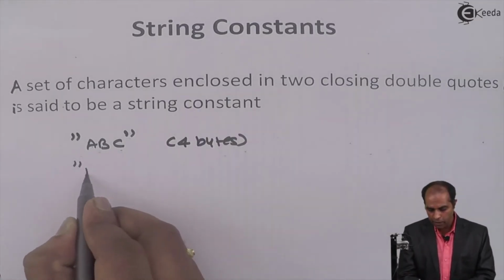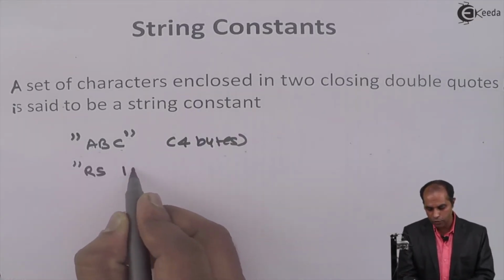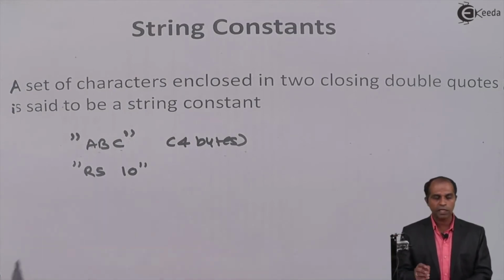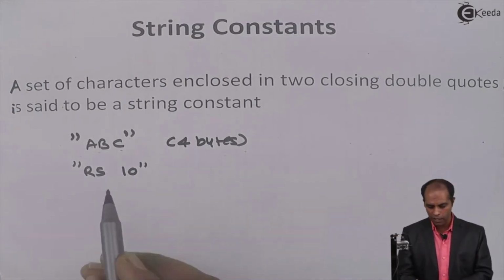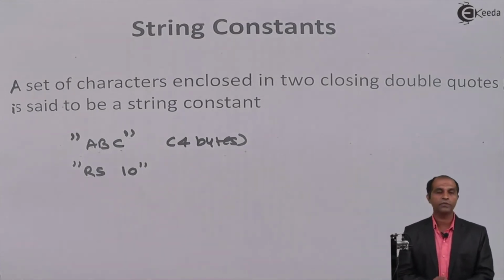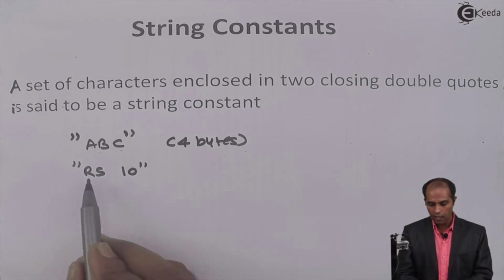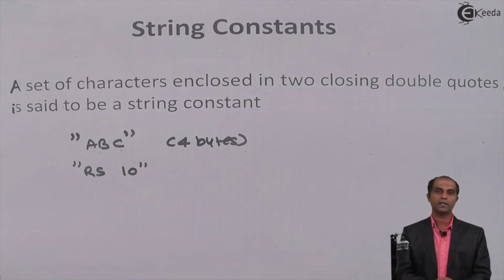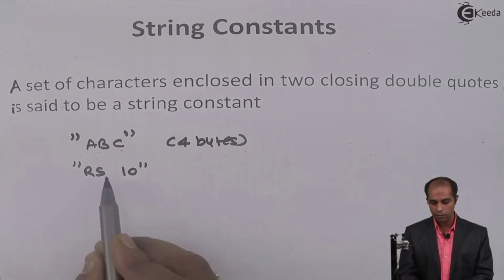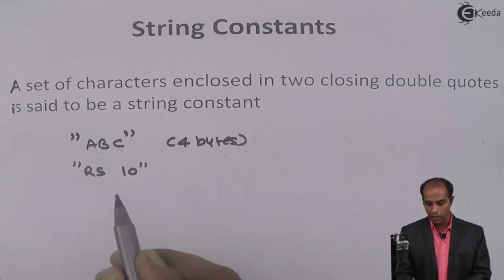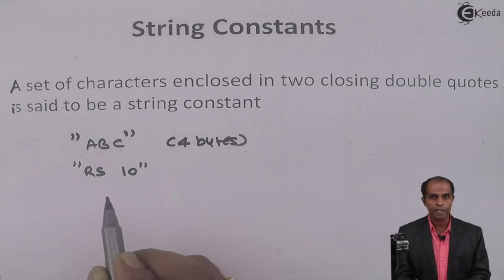Suppose I write an example as, say, RS space 10, rupees 10. Is this a valid string constant? Yes. In C language, this is again a valid string constant, which will have a total of 5 characters. Now you might wonder where the 5th character appears from. R is 1 character, S is 1 character, and blank space is again a character. The rules of C language say that a blank space is a valid character which will occupy 1 byte of memory, and then 1 and 0 you might spell as 10.